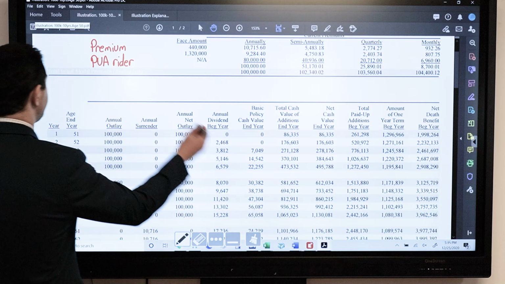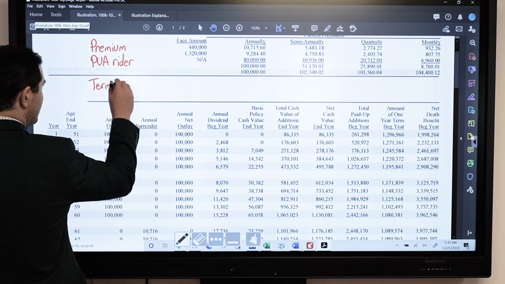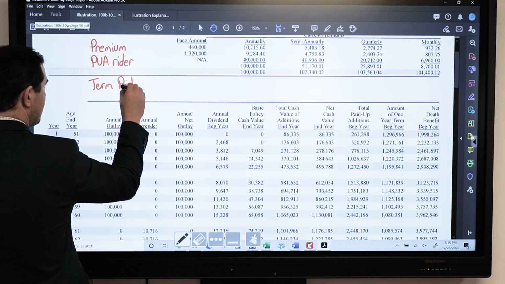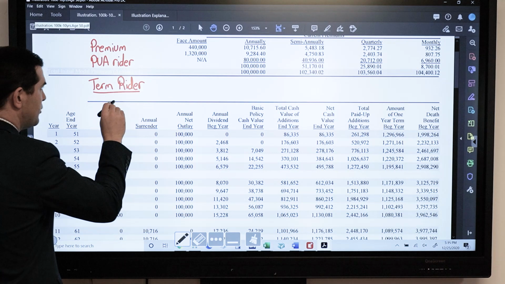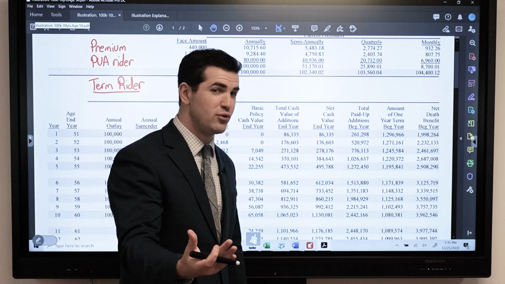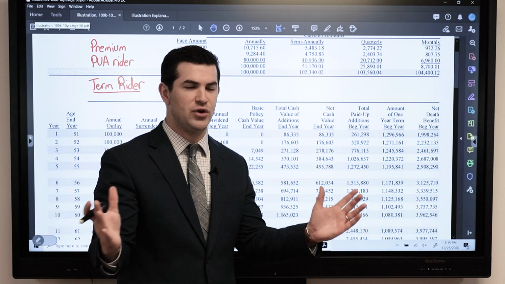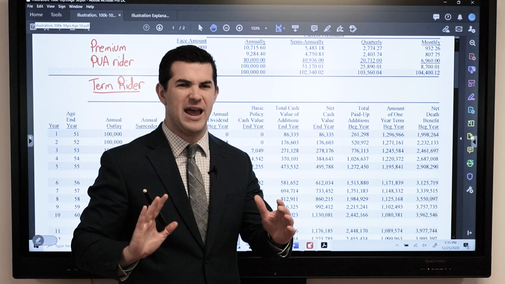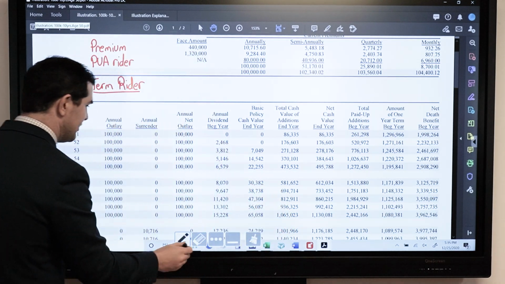There is a term insurance rider on this policy as well. The purpose of a term rider is that this is a cheap or cost-effective method to raise the death benefit, which primarily raises the MEC limit. So now I've got a permission slip to reduce my insurance premium further and plow more money into the cash value. All right, so let's go through this.